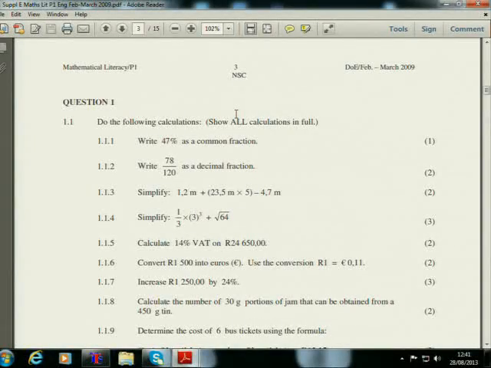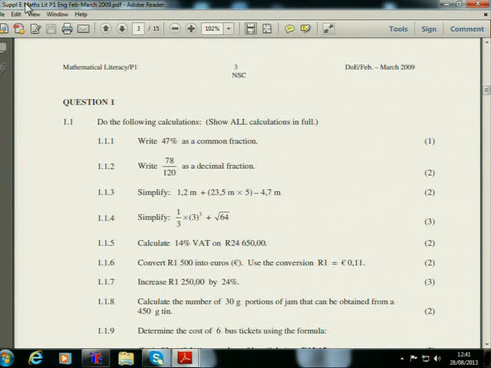So now we are going to start with the first question, and the first question consists basically of calculator problems. And on your screen there you can see we are starting with question 1, and your question 1 consists of 1.1. Starting right away with question 1.1, let us have a look at 1.1.1. We are supposed to do the following calculations, and as the instruction says there, show all calculations in full.